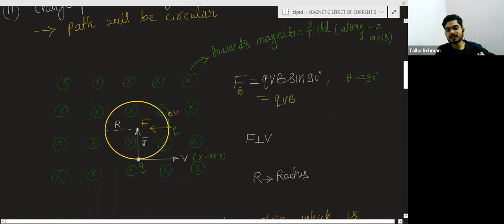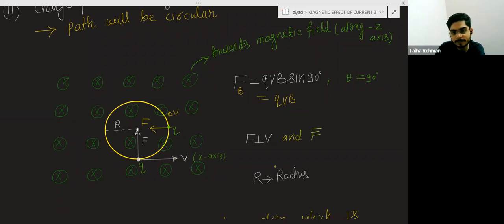So that is why this charged particle will acquire a circular path in the magnetic field when it is moving perpendicular to the magnetic field. And I have supposed here the radius of the path followed by the charged particle is capital R. And the magnetic force here is also perpendicular to the velocity and also perpendicular to the magnetic field.